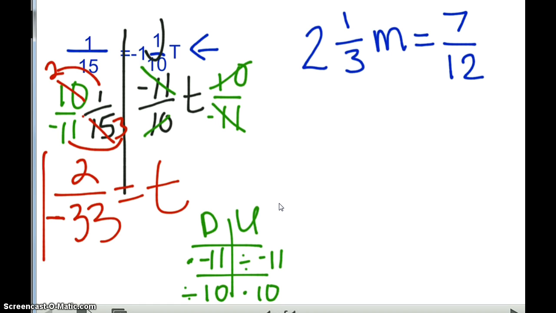Now here's a question. Does that -33, does it have to be -33, or could it be -2? Yeah, it could be -2. It could be, the negative could be at the top. The negative could be in the middle. As long as there's just one negative sign, we're good.